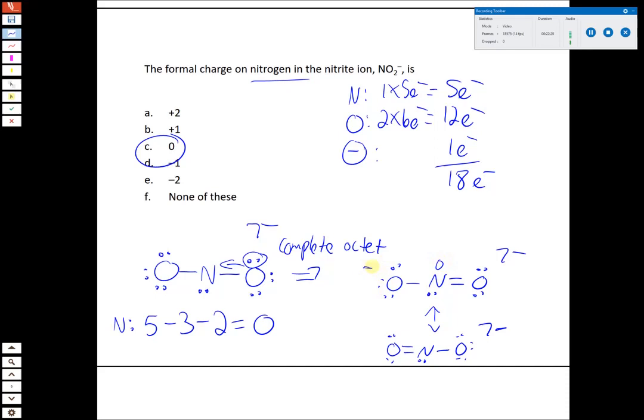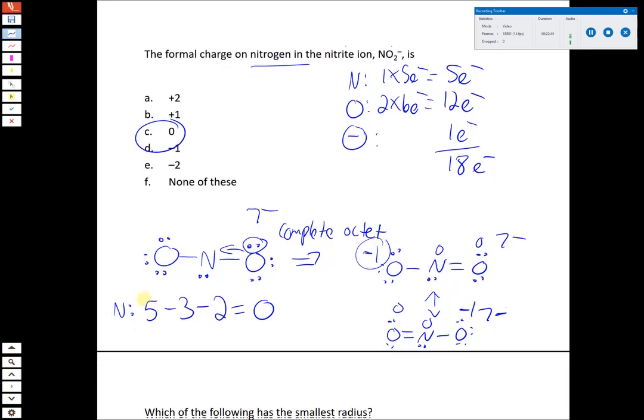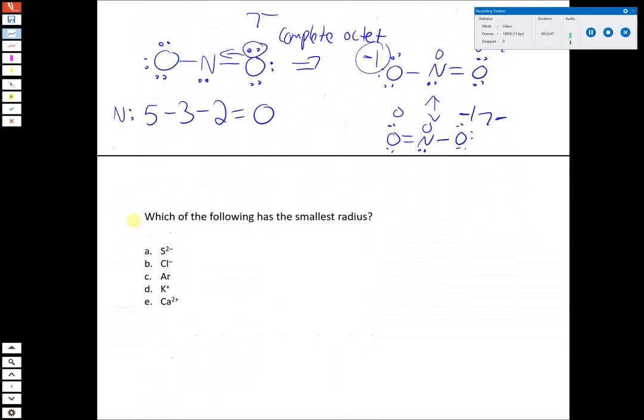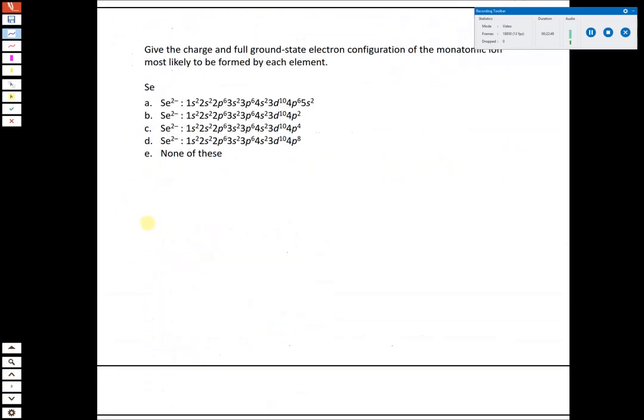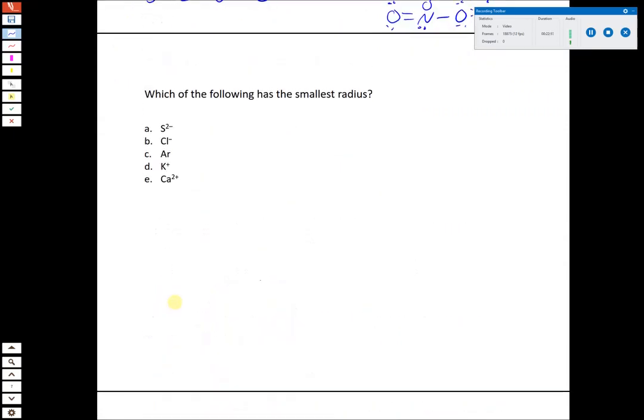If we calculate it for oxygen, it'd be minus 1 for that one and 0 for that one. So there's a total of negative 1 charge, so there should be a formal charge somewhere, but it's going to be on oxygen, not on nitrogen. So nitrogen has 0 formal charge. There are a few questions with formal charge that we didn't do great on, so definitely review that topic as you prepare for the exam. All right, the next couple deal with ions and their radius and their electron configuration.